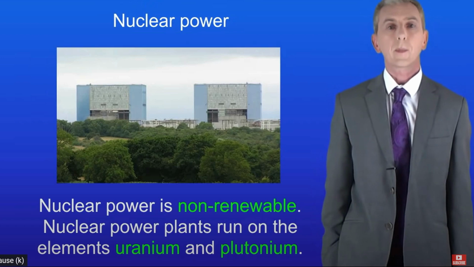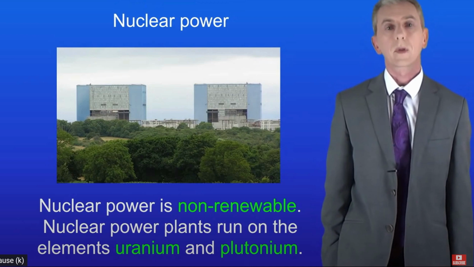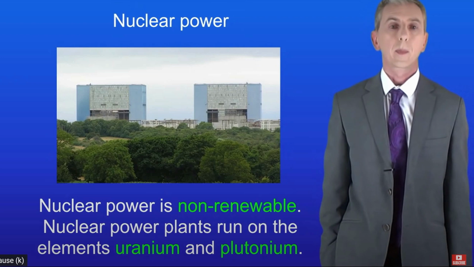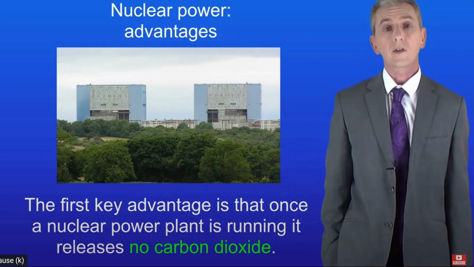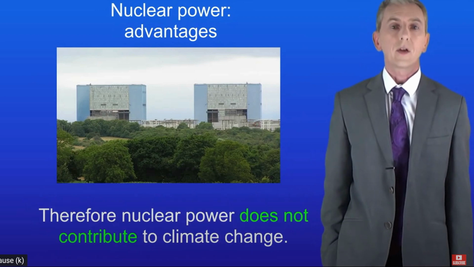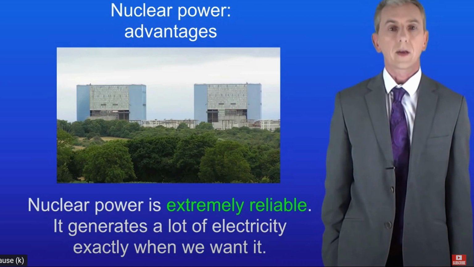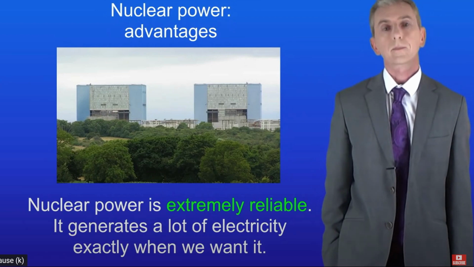I'm showing you here a nuclear power plant in England. Now, the first key idea about nuclear power is that it's non-renewable. Nuclear power plants run on the elements uranium and plutonium. Let's take a look at the advantages of generating electricity by nuclear power. The first advantage is that once a nuclear power plant is running, it does not release carbon dioxide. That means that nuclear power does not contribute to climate change. Here's the second advantage. Nuclear power is extremely reliable. It generates a lot of electricity exactly when we want it.